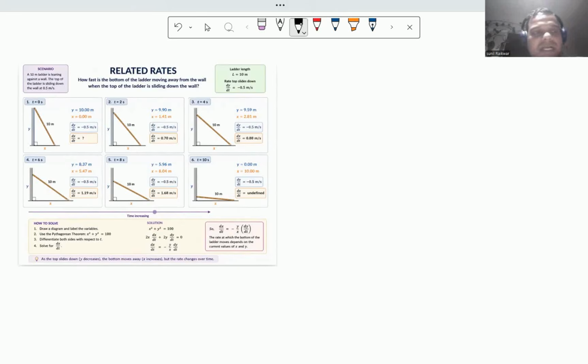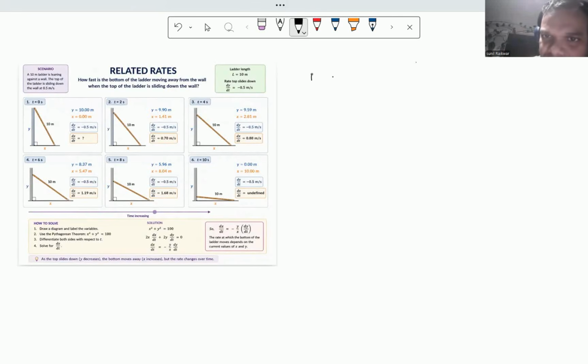Here I'm going to take one more example. I have a ladder that is 10 meter long and it is leaning against a wall, and it's sliding down at the rate of 0.5 meter per second. And I want to know how fast the bottom is moving. How do we solve this kind of problem?